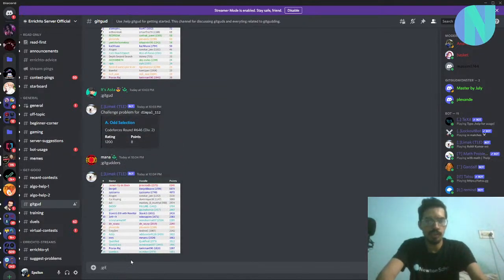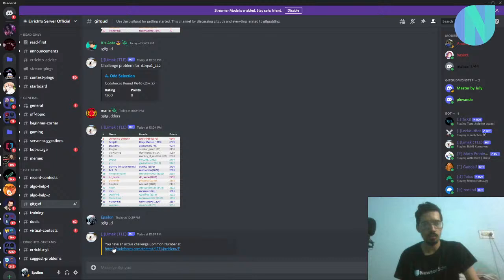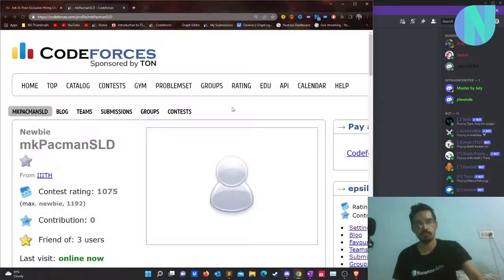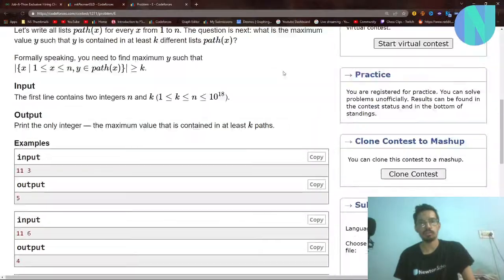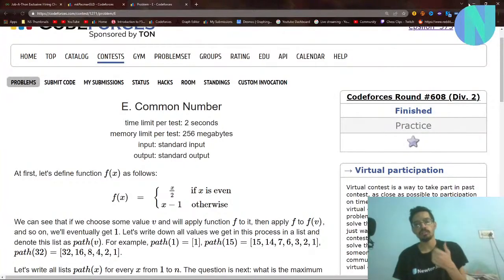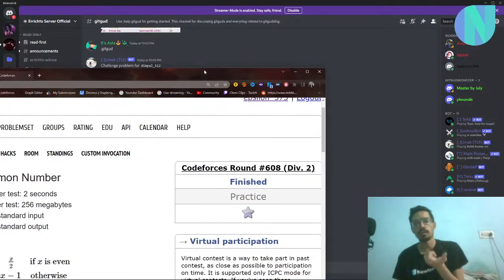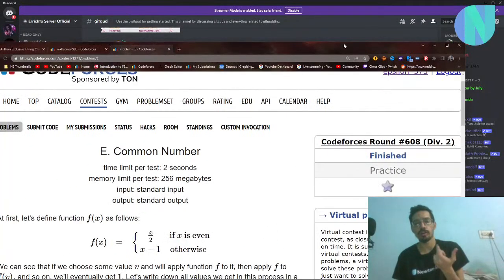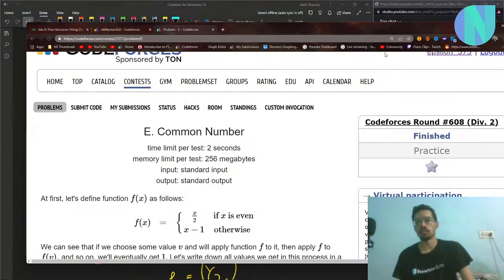If you type gitgood here, you will get a problem. I currently have an active challenge, so I have to solve this problem that I have a challenge for. So I'm trying to solve this problem. It's a div 2 E. You can also use this bot to upsolve or find problems. It will recommend you problems that are around your rating. You can use gitgood 100 200 to find problems that are more than your rating. This is also a good bot to practice.